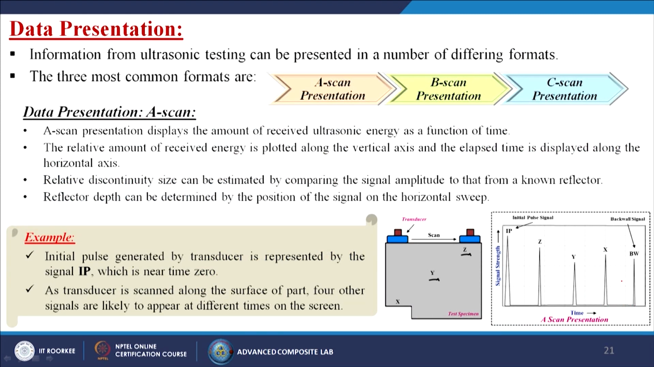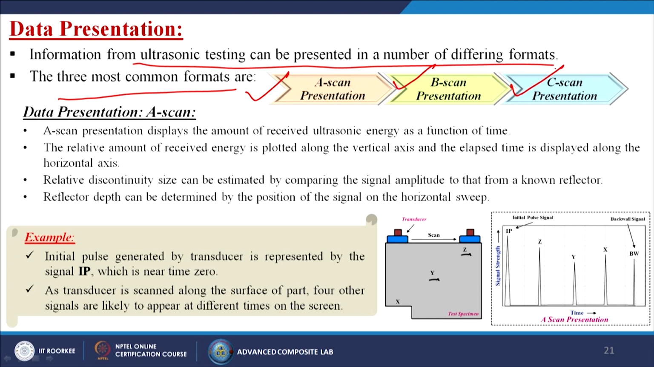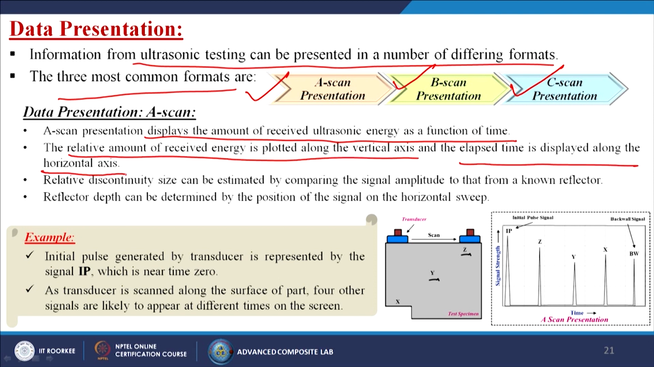Now, data presentations. Information from ultrasonic testing can be presented in a number of differing formats. The three most common formats are A scan presentation, B scan presentation and C scan presentation. Data presentation for A scan: the A scan presentation displays the amount of received ultrasonic energy as a function of time. The relative amount of received energy is plotted along the vertical axis and the elapsed time is displayed along the horizontal axis.